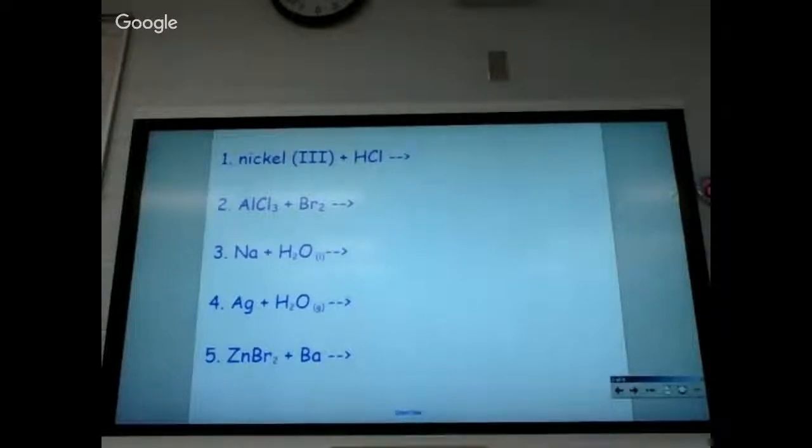Honestly, I'd have to look. I'm not even sure what it would react with at this point because that one is so stable. Gold, silver and platinum are three of the most stable elements on the periodic table.